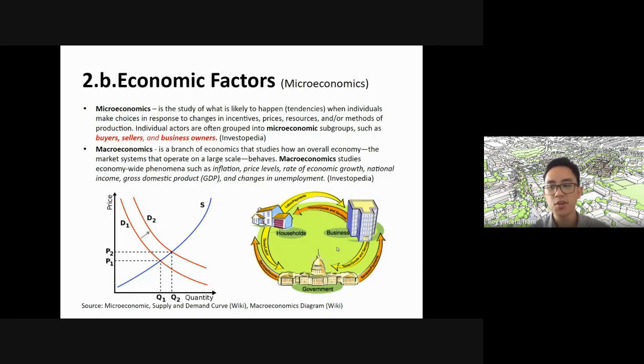Okay, so what we'll be dealing with in this class is specifically, there are two kinds of economics, microeconomics and macroeconomics. The focus of this class will be microeconomics, which is the study of what will likely happen when individuals make choices in response to changes in incentives, prices, resources and or methods of production. So what we're looking at here in layman's terms are buyers, sellers, and small to medium business owners. So within our local communities, our cities, those are usually the players in microeconomics. Meanwhile, just to define it, macroeconomics handles national and even international policy.